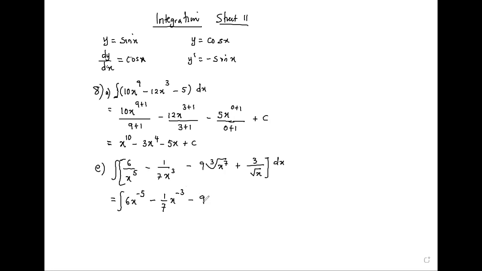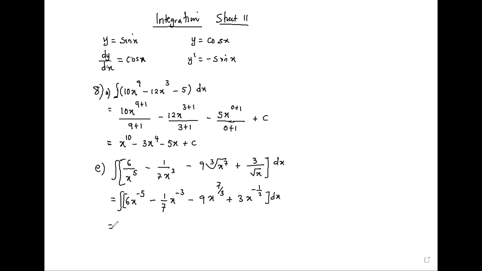Minus 9 x to the power 7 over 3. That cube root goes as the denominator for 7, which is the power. Plus 3 x to the power minus a half, dx, like that.